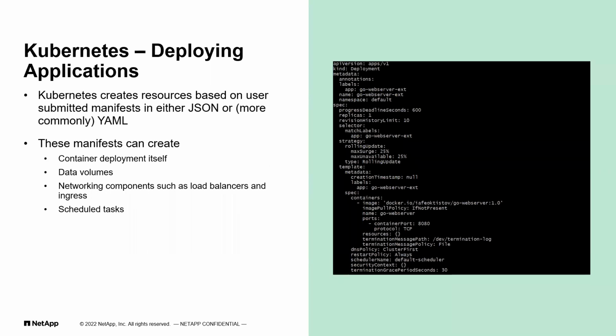These manifests can create all sorts of things. The container deployment itself, like we have in the example to the right, data volumes, network components such as load balancers and ingress, scheduled tasks. All these things are created via Kubernetes manifests, right? And typically the way that you apply them is with a tool called kubectl. So you would do kubectl apply -f your manifest, and to the right again is an example of a manifest.